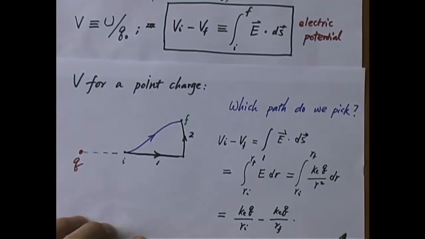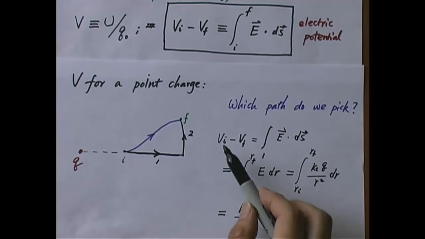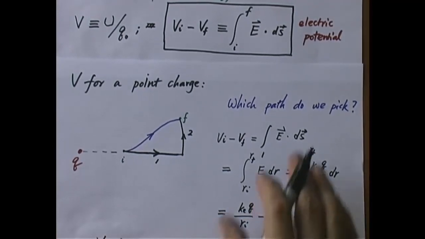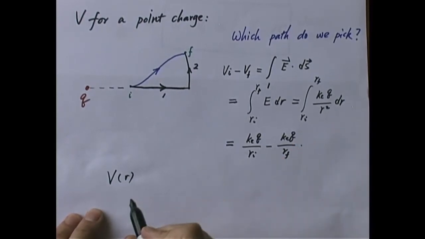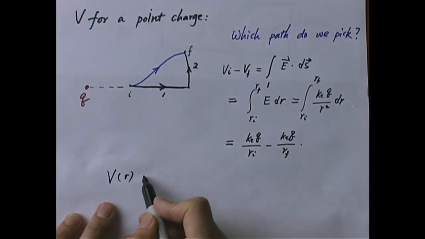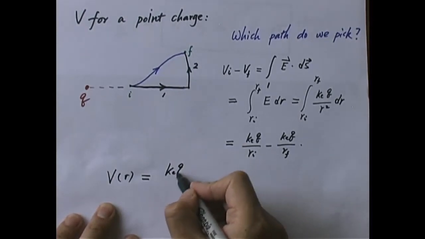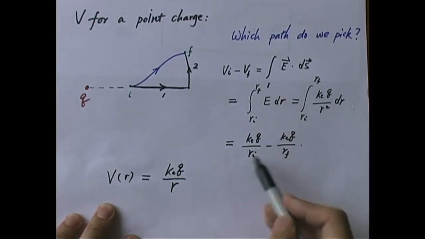Okay, so this is our first example, how you calculate the electric potential for a point charge. It says V initial minus V final equals this function minus that function. So naturally, you would conclude that V as a function of r, the electrostatic potential produced by a point charge of charge Q, a distance r away from it, is equal to what? K Q over r. That will certainly satisfy this equation.